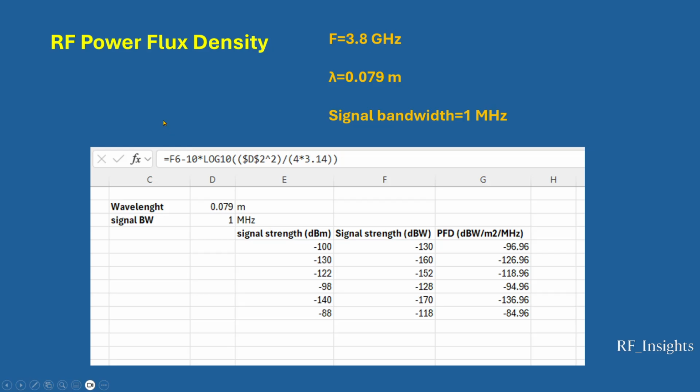Here I have an example of signal strength converted to the PFD. You can see the same formula. I've put it in the spreadsheet. So if your wavelength is 0.079 meters, which is 3 gigahertz band pretty much, and your signal bandwidth is 1 megahertz, if you have the dBm values in this column, you can convert them to dB watt, and then you can use the formula in the previous page to calculate the PFD values. So these dBm values correspond to these PFD values that you see here on the screen.